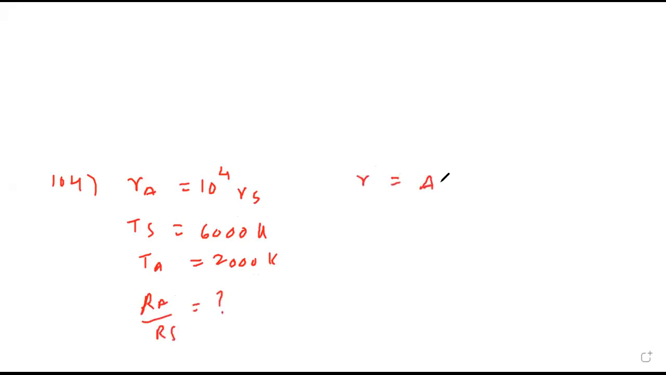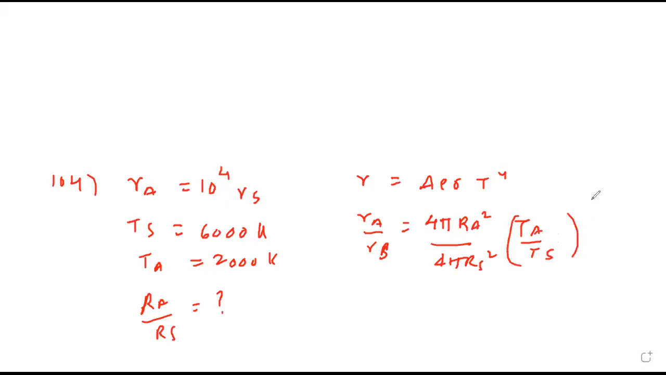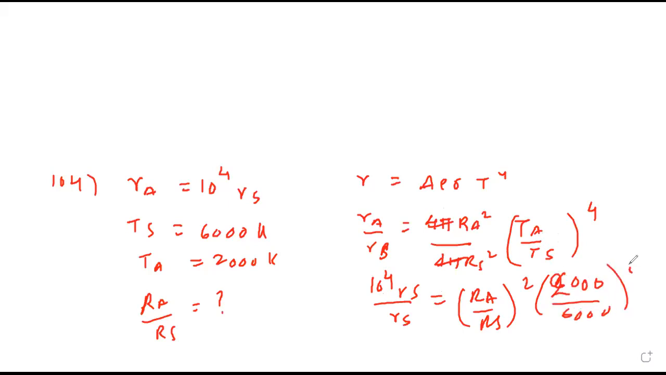So rate of radiation is A e sigma T raised to 4. That means rate of radiation of A to that of the sun will be 4 pi r of A square upon 4 pi r of sun square, e sigma same cancel, temperature of A upon sun raised to 4. So 10 raised to 4 equals this. Radius of A to that of the sun we have to calculate. Temperature of the sun is 6,000 and A is 2,000, so the ratio is 2 into 3 is 6.